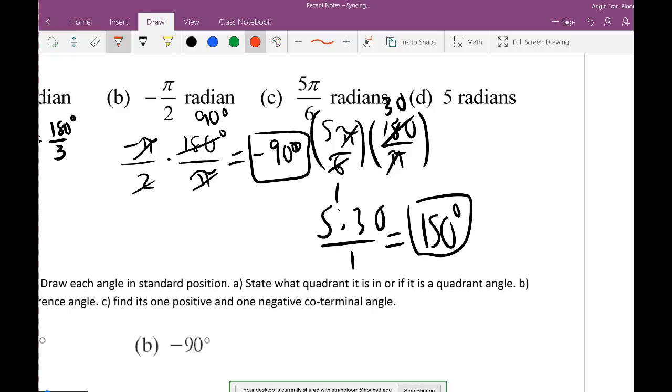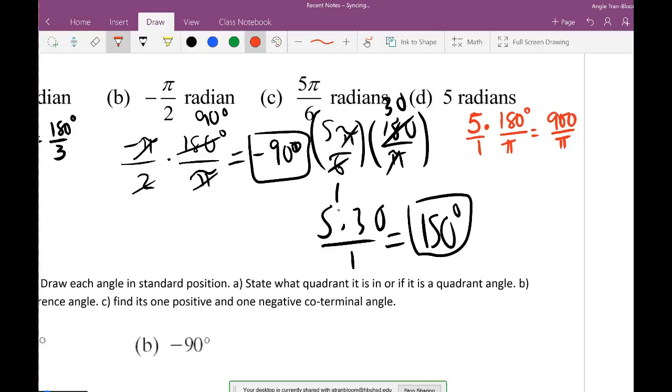What do we always do? We take 5 times 180 degrees over pi. Now keep in mind that you're not going to have any calculator on this part of the exam, so make sure you can multiply basic math all on your own. So what's 5 times 180? 900, right? All over pi.